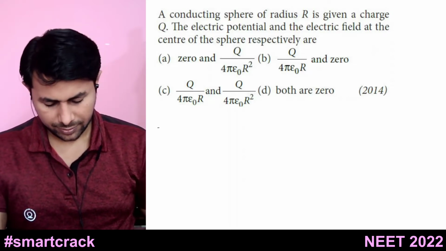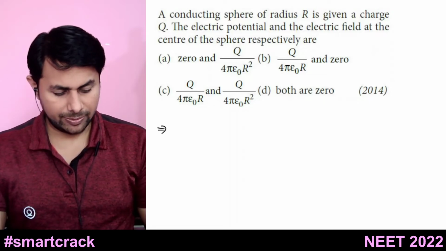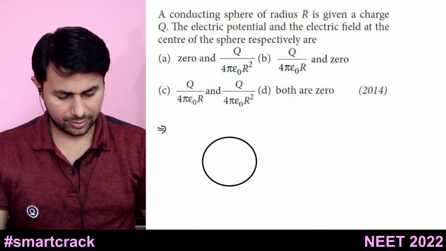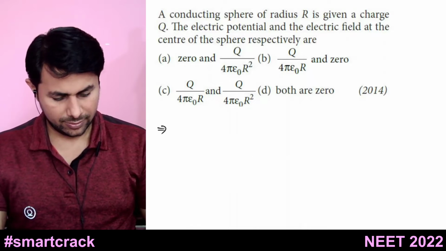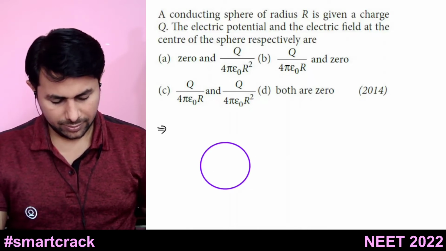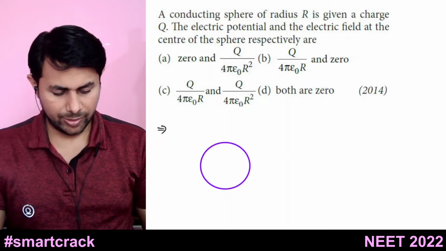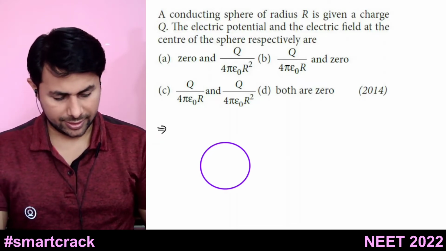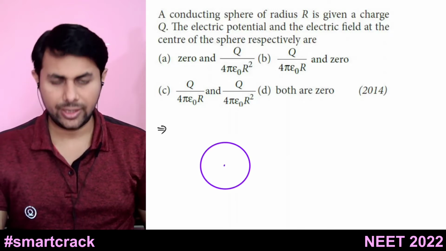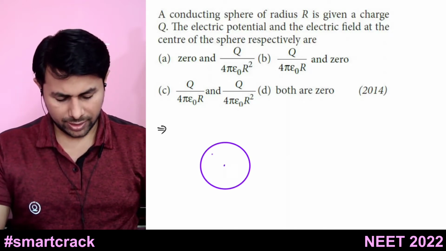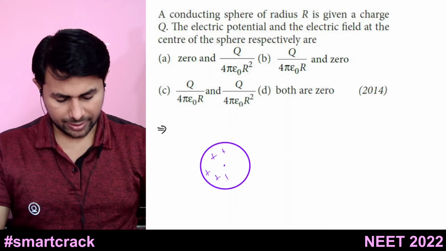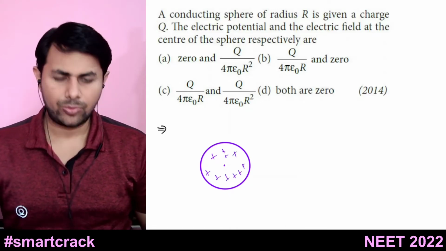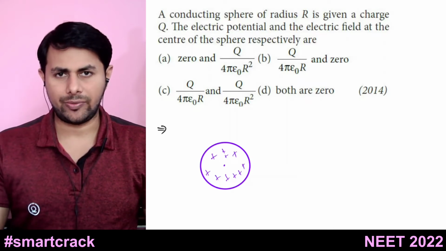So we have a conducting sphere. Okay, so what will be the potential due to the sphere at the center? This is the question. And also the electric field. So see, this is made up of conducting material. Okay, potential will be constant everywhere.